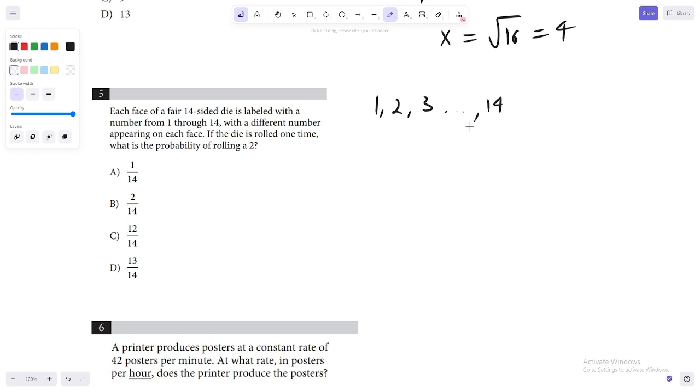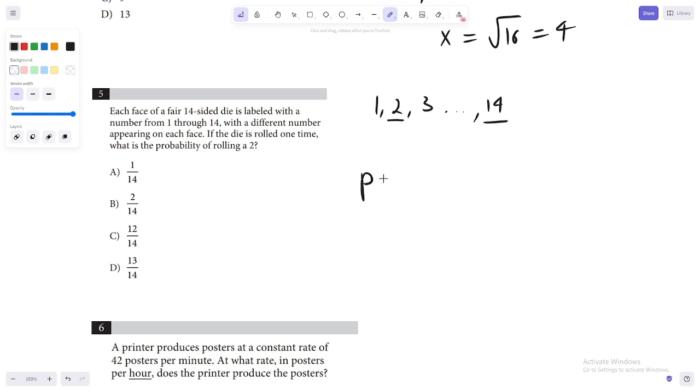Now, since it's a fair die, the probability of every number appearing is equal. So on a fair 14-sided die, the probability of rolling a 2 is equal to 1/14. And the probability of rolling a 14 is equal to the probability of rolling a 3 or any other number.